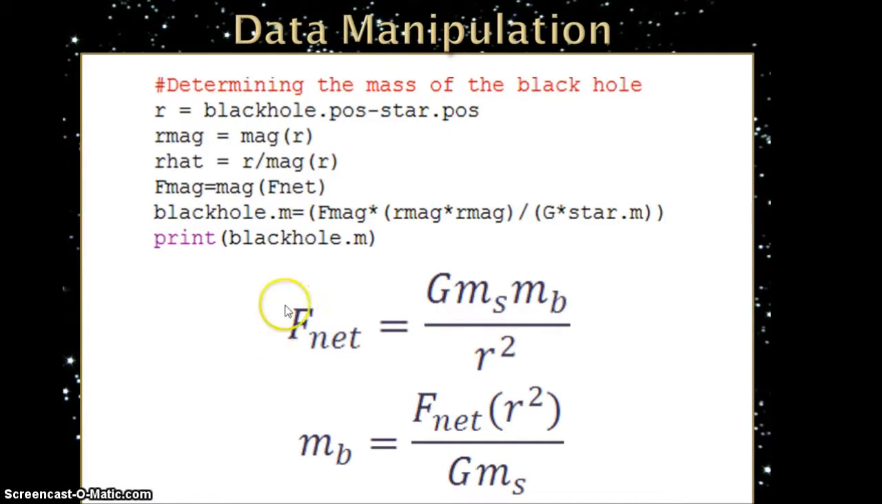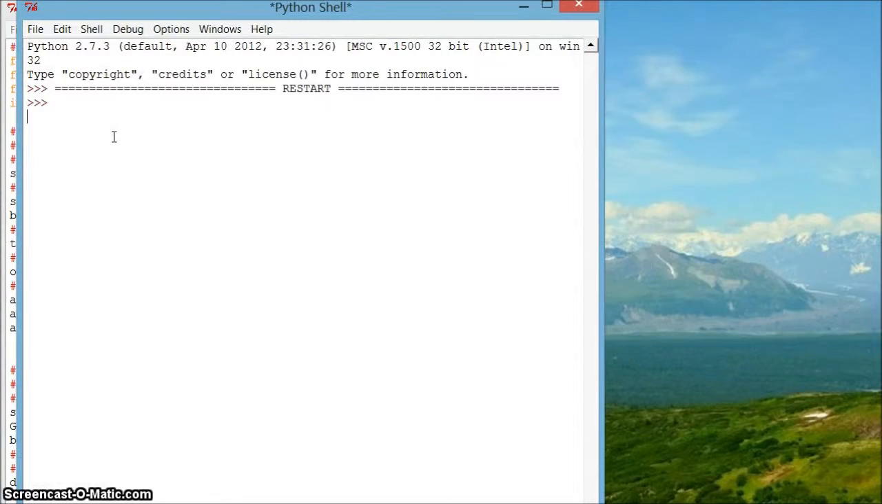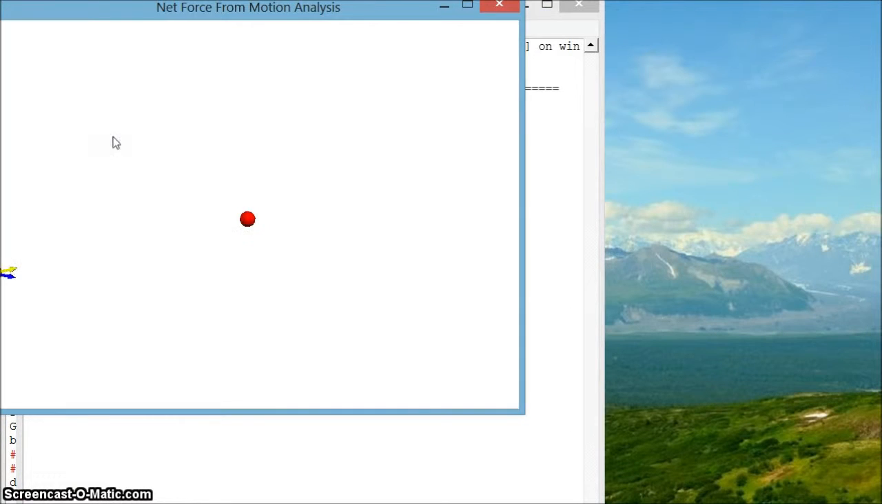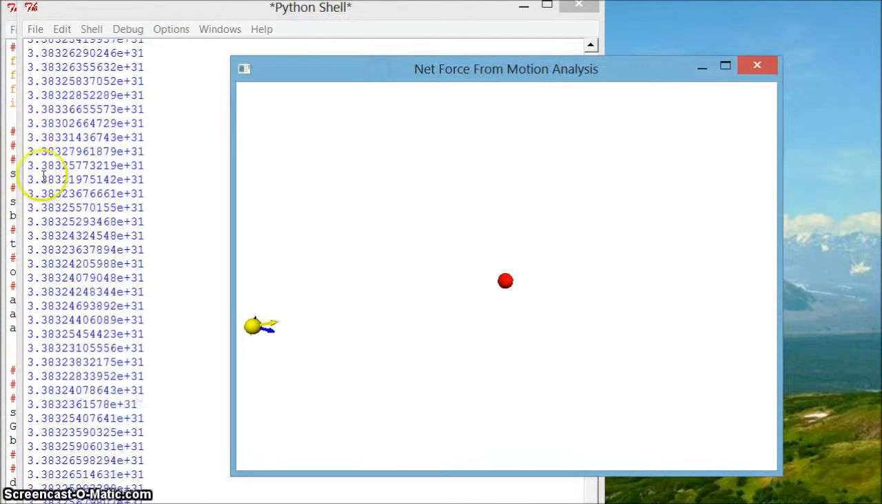We need to define the net force and the distance between the star and the black hole as magnitudes, and then rewrite Newton's gravitational equation to solve for the mass of the black hole. Now we're ready to run our code. The program is now predicting the star's motion. On the left, it is calculating the mass of the black hole at every time interval.